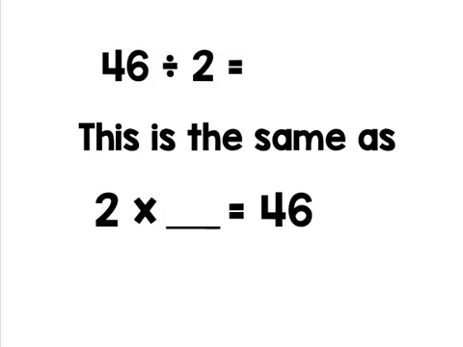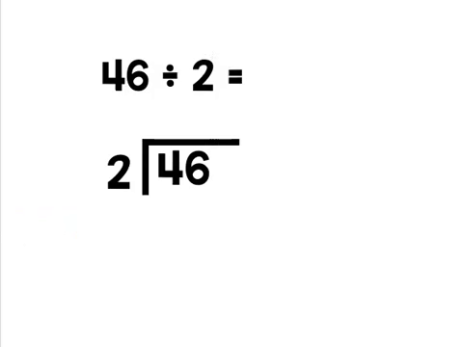Let's work on a division problem. Here we have 46 divided by 2. This is the same as 2 times what equals 46. First we want to rewrite it so that we have it in working form. Here we have what I call the house, and you put the dividend in the house and the divisor is on the outside of the house.